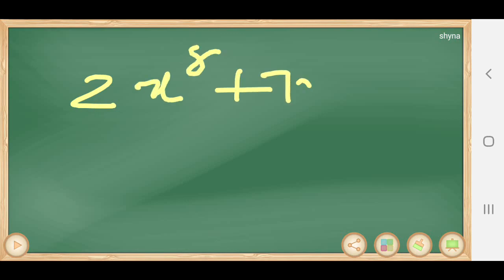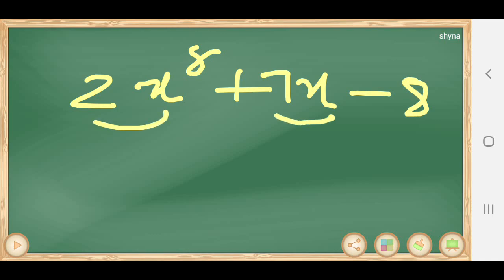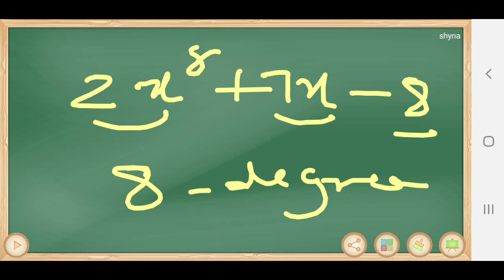Okay. Now, next, degree of the polynomial. In the polynomial 2x raised to 8 plus 7x minus 8, here 2x raised to 8 is one term, 7x is one term, then minus 8 is another term. Then what is the maximum exponent? 8 is the highest power. Highest power of the polynomial is known as degree of the polynomial. Here highest power is 8. So 8 is the degree of this polynomial. Degree is the highest power. Highest power of the variable is known as degree of the polynomial.